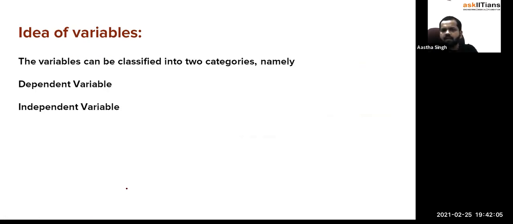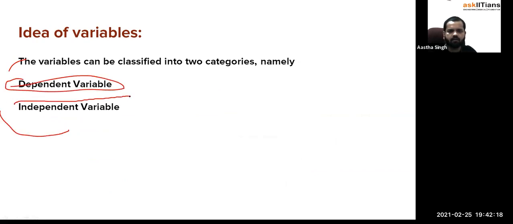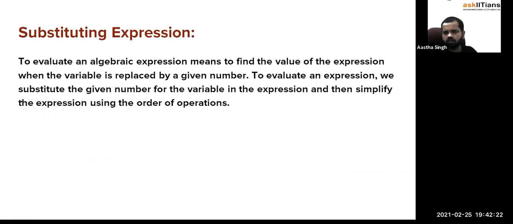The variable can be classified in two categories, namely dependent variable and independent variable. Now comes the important chunk, right? Those were only definitions: what is algebra, what is a variable, what is a constant. Now comes the important step.